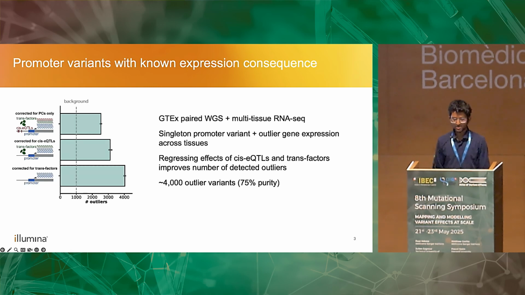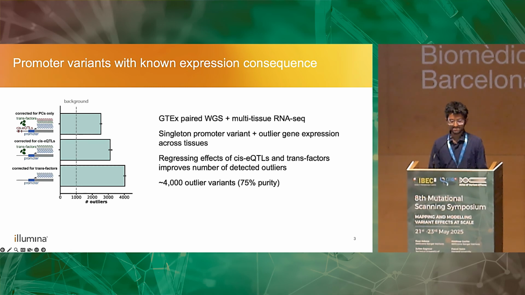So how do we curate our fine-tuning data set? For that, we look at GTEx, with paired whole genome sequencing and RNA-seq data from multiple tissues. And we look for the co-occurrence of two events. The first event is that a human must have a singleton promoter variant, and that gene must also have outlier expression across multiple tissues. We call these outliers, and that's the outlier detection pipeline.